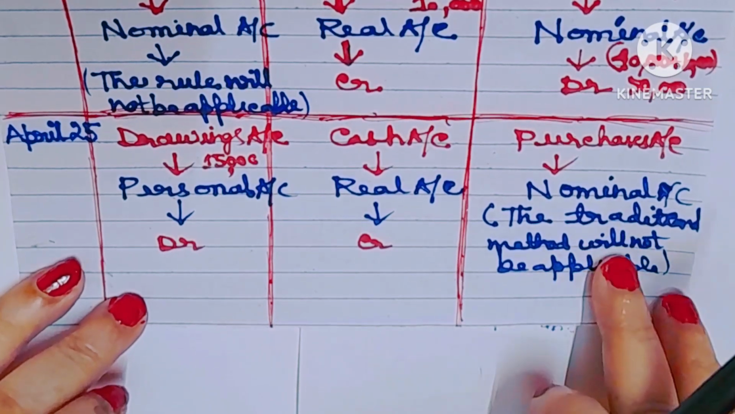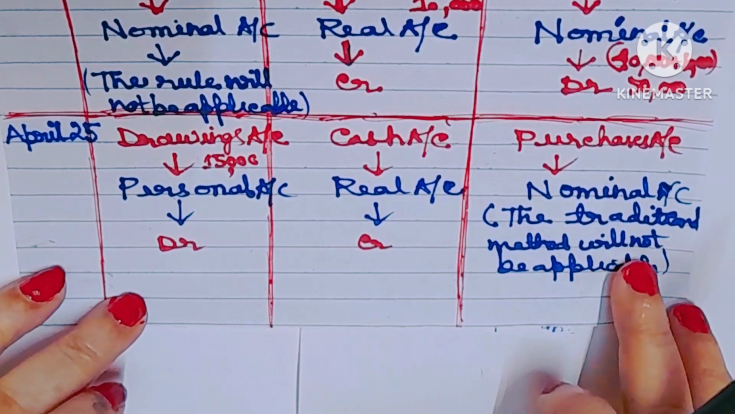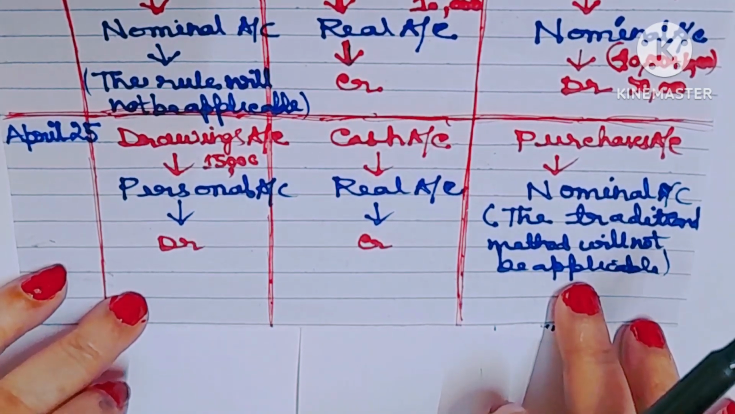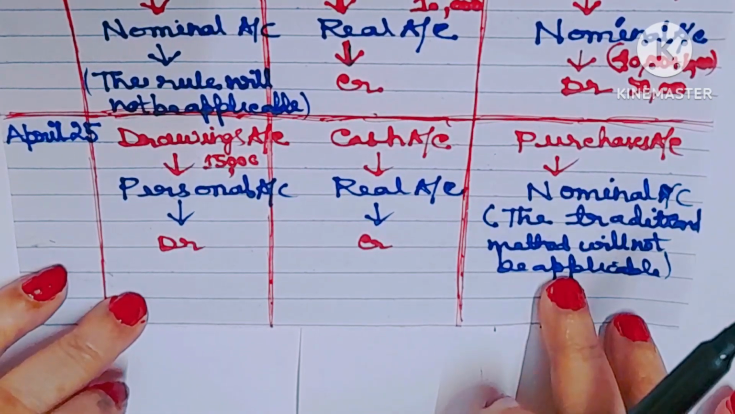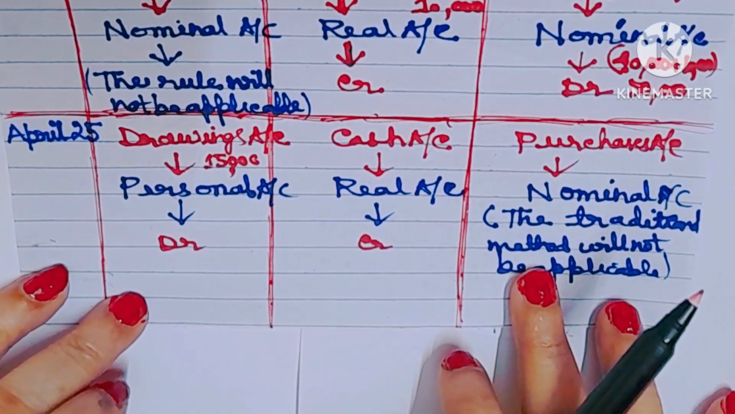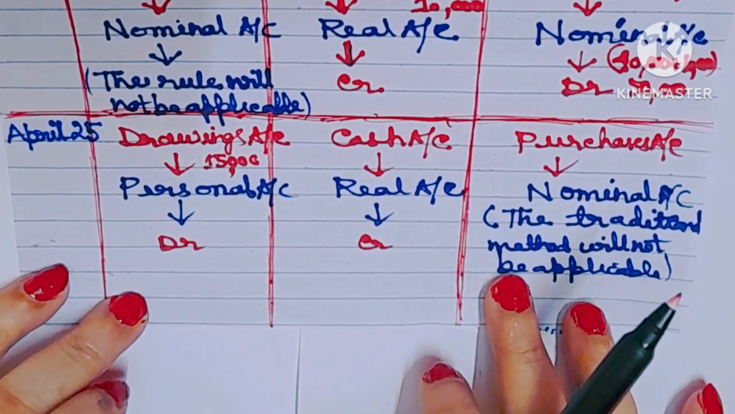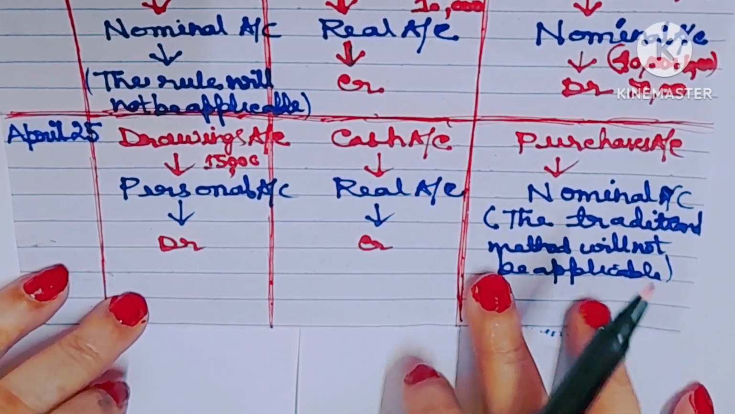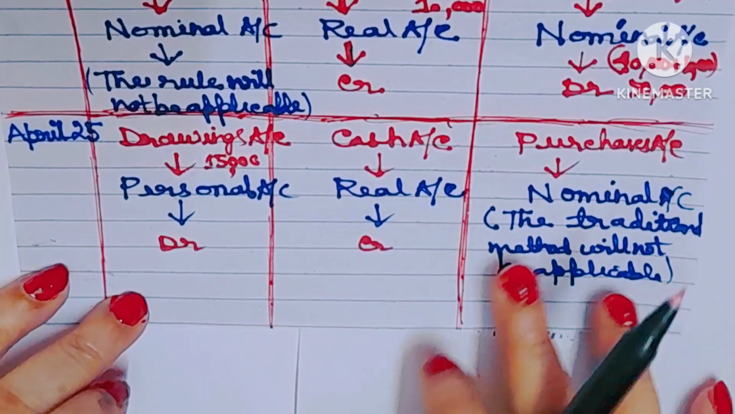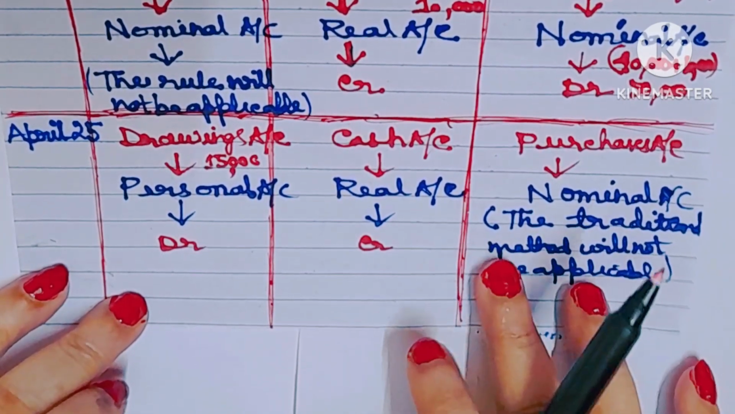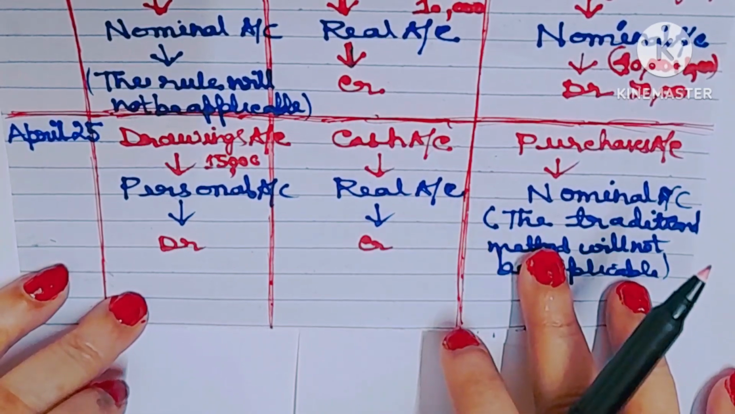Please remember, here also the traditional method or the 3 golden rules of accounting will not be applicable. Why? Purchases worth rupees 5,000 were not purchased for the business. Goods were withdrawn by Mamuni for her personal use. So goods worth rupees 5,000 is no more in the business. We have to reduce rupees 5,000. So we have to reduce purchases account rupees 5,000.